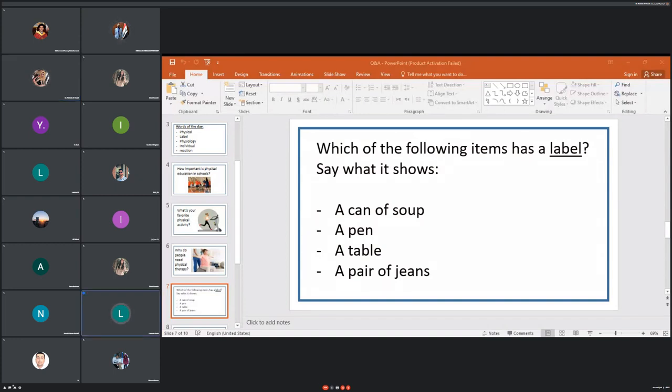A can of soup. What can we find on the label of a can of soup? The manufacturer or company. Yes, very good. What else? Ingredients, right? And expiration date also we can find. Yes, very good. Good job. Do we have something else?